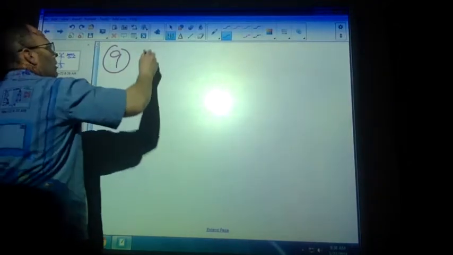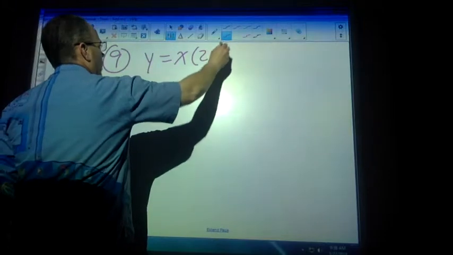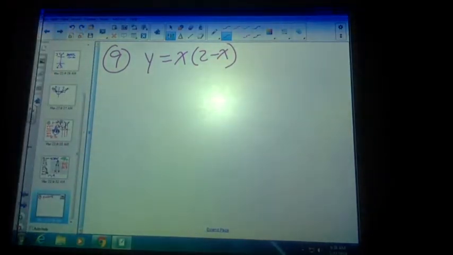Y equals x, parentheses 2 minus x. Okay. Hey, this is a great one. This problem tells us a couple of things. This tells me I have a root at 0, 0, and I also have another root at 2, 0.